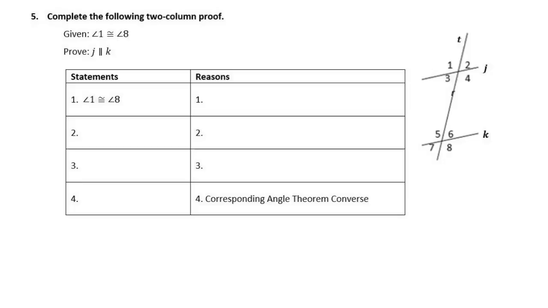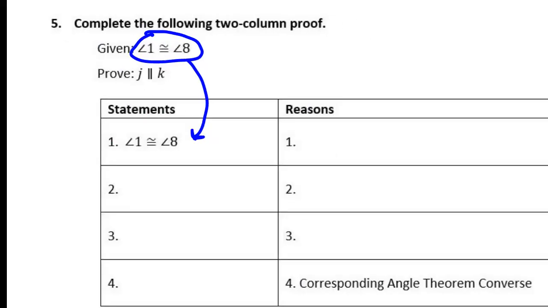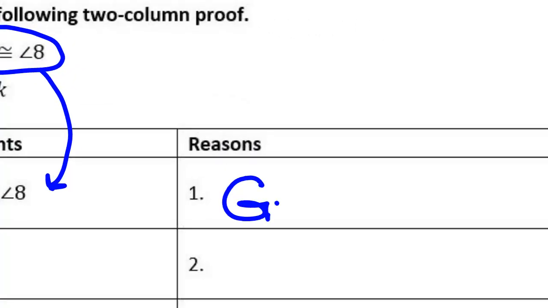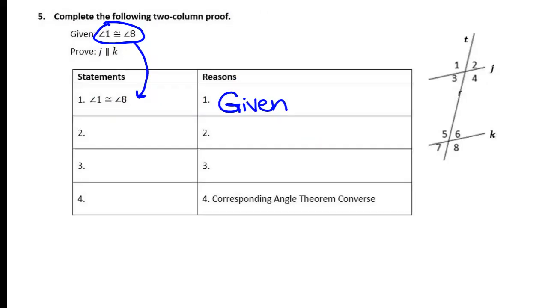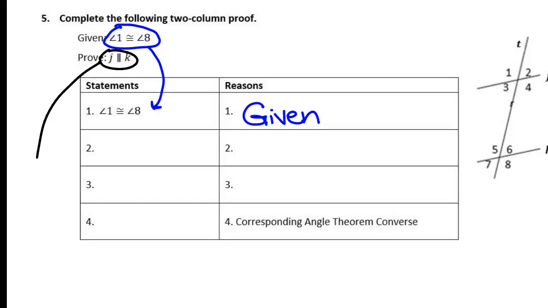Complete the following 2-column proof. I'm going to fill in the easy stuff first. They got one of my easy parts. I know angle 1 is congruent to angle 8. That went right here in the top statement box. And my top reason is because that was given. I know the thing that I'm trying to prove is that my lines are parallel, so that goes down here. Line J is parallel to line K.